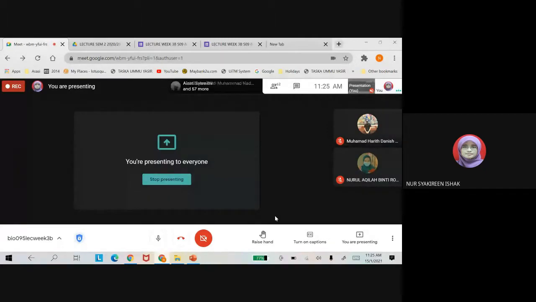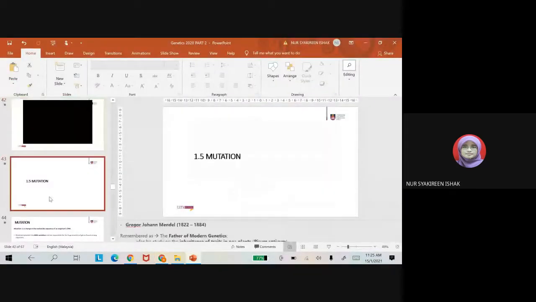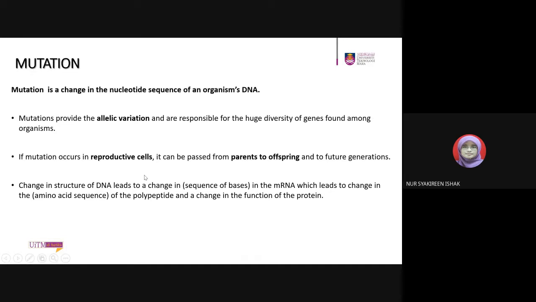Okay, so now we are going to proceed with the next subtopic, which is on mutation. So mutation, this is the definition for mutation. It is a change in the nucleotide sequence of an organism's DNA. Okay, so in your DNA, you have many nucleotide sequences.